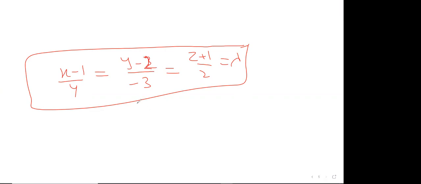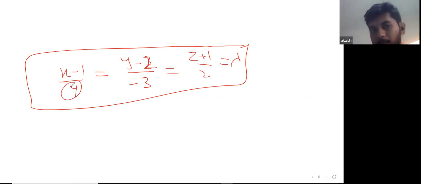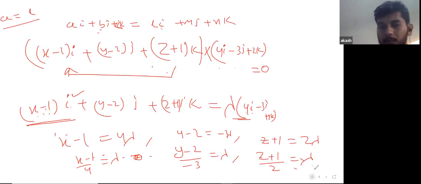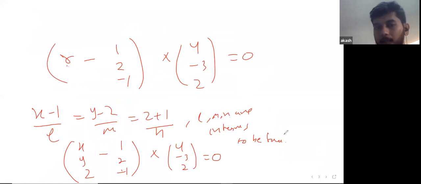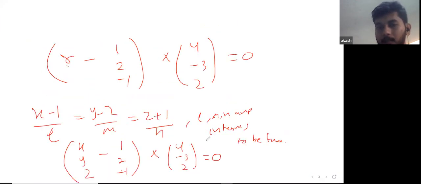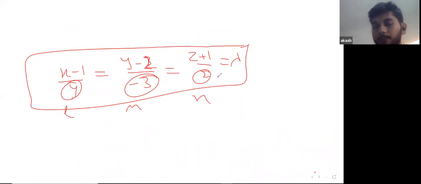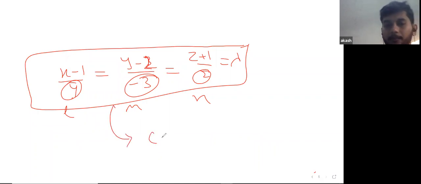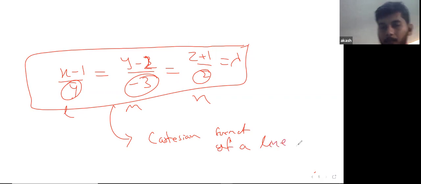Yes, sir. So this means the L, M, N values are these, right? You can see the question. They asked you to find L, M, and N. So this is L, M, and N. And they said you can write like this also. So yes, we can write like this also. This is the Cartesian format of a line.